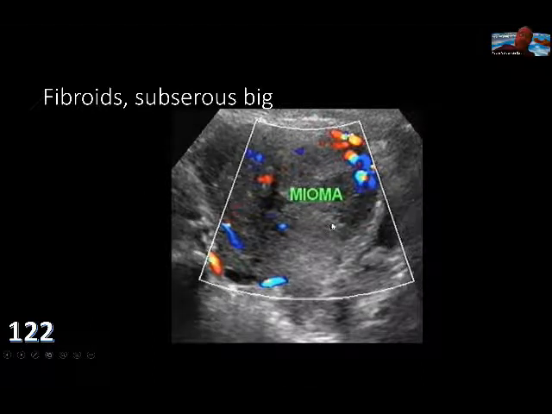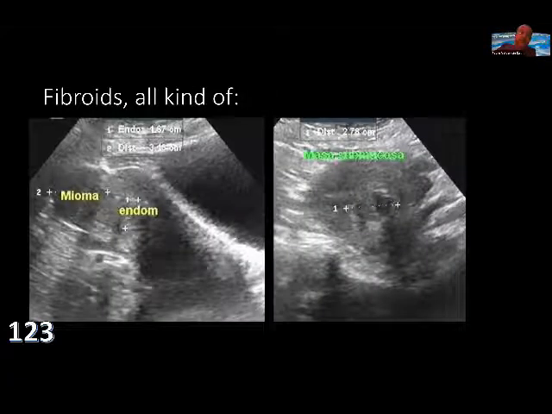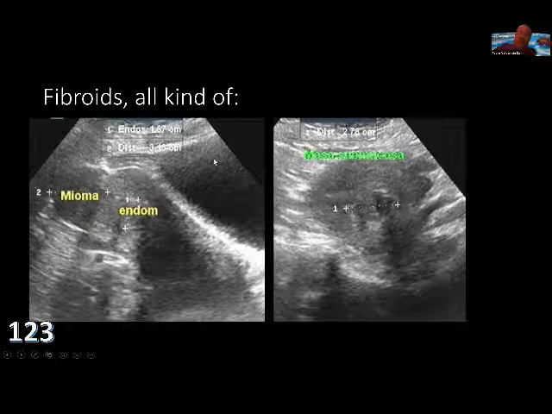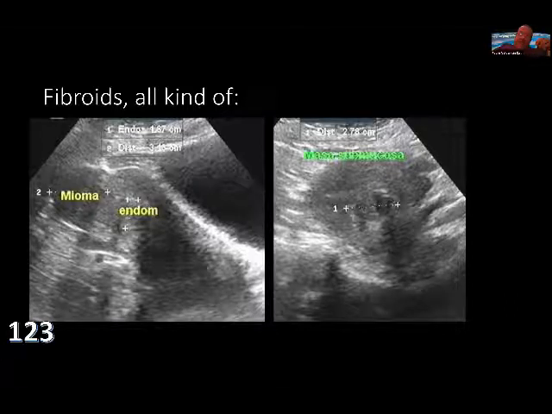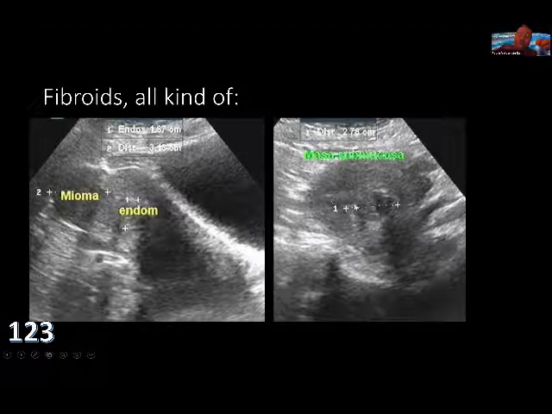So fibroids can be small, medium size, or big, subserous, submucous, and intramural. They're all kinds of fibroids. I say de chile, de dulce, y de manteca, which means spicy, sweet, or greasy, like tacos.